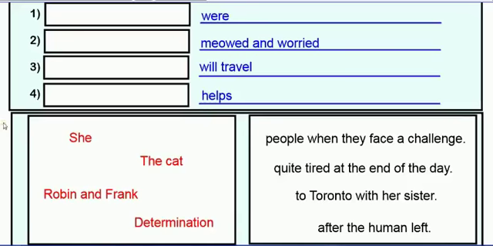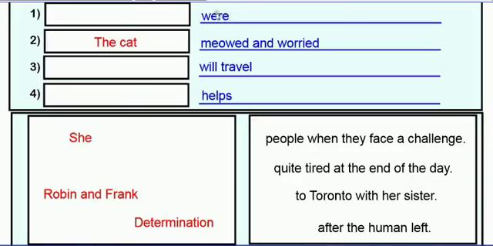Let's talk about these verbs, because the first thing that we're going to do is match up the subjects and verbs. So the subjects that we have here are in red. We have she, the cat, Robin and Frank, determination. All right, well, we know that determination isn't going to meow and worry. Probably unlikely that she or Robin and Frank will meow and worry. I bet the cat goes here. All right, that's what I would do. I would put the cat there.